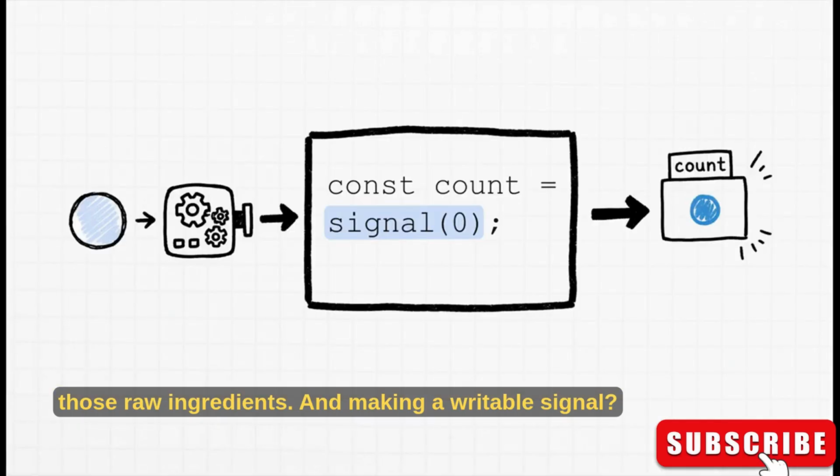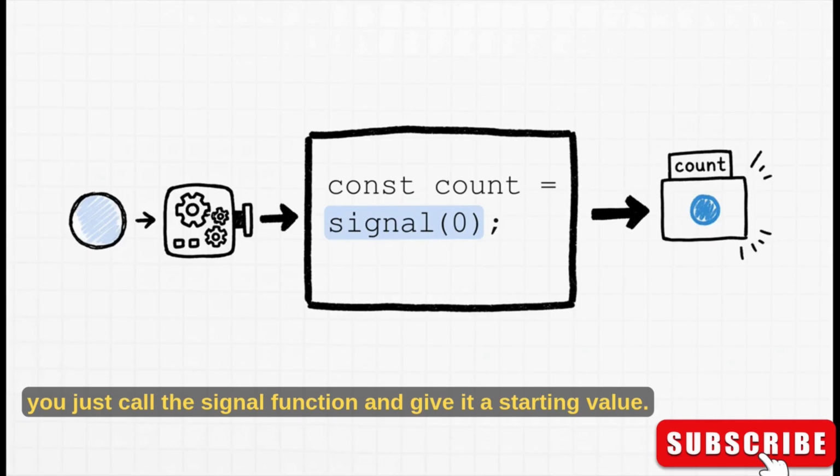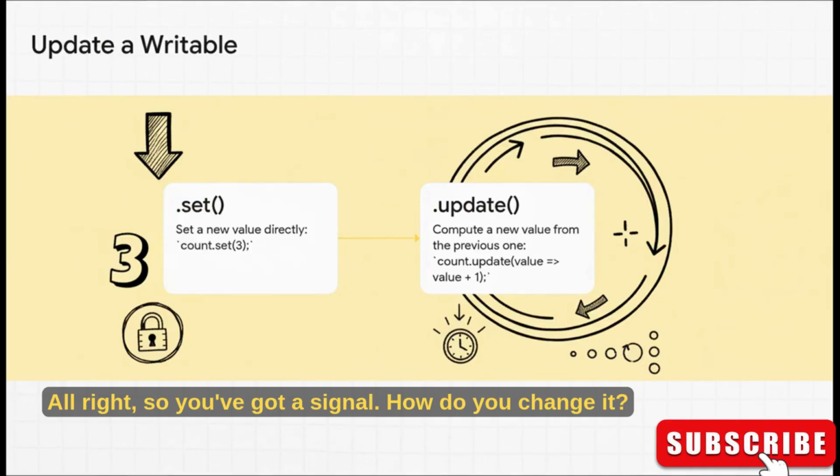And making a writable signal? It could not be easier. Seriously, you just call the signal function and give it a starting value. Right here, we've just made a signal called count and started it at 0. That's it. You've officially created a piece of reactive state. All right, so you've got a signal. How do you change it? You basically have two methods.